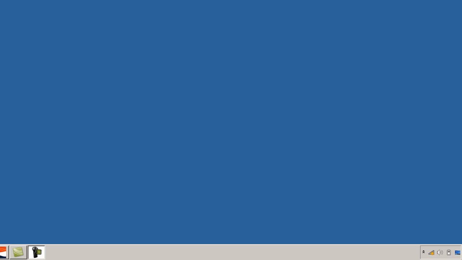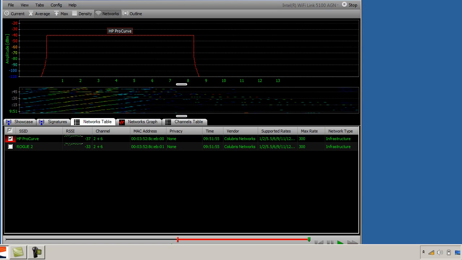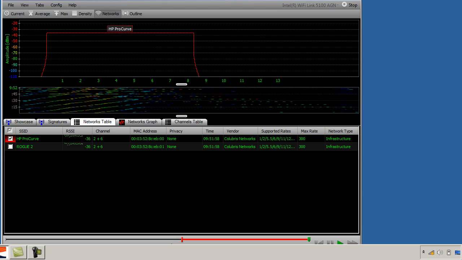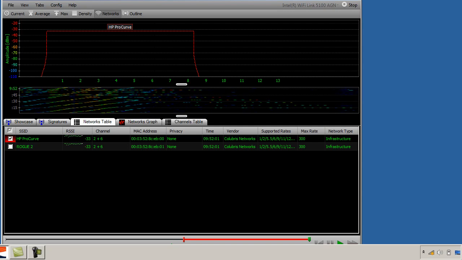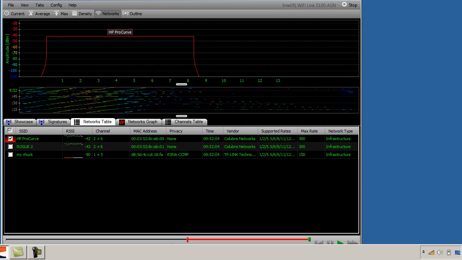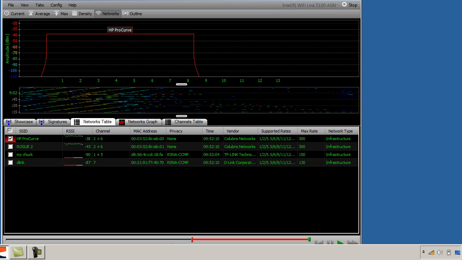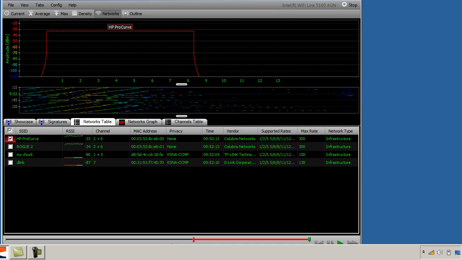So before I begin site measurements, I always like to get a sense of what's operating in my frequency band. So I'm going to take a quick look at my spectrum analyzer, and here you can see the access point that I have deployed called HP. ProCurve is the SSID, and this access point is actually transmitting two different SSIDs. So both the HP ProCurve and Rogue 2 is the same access point.